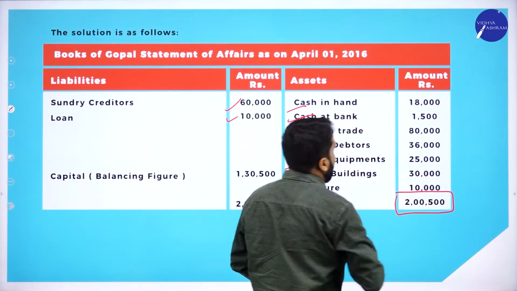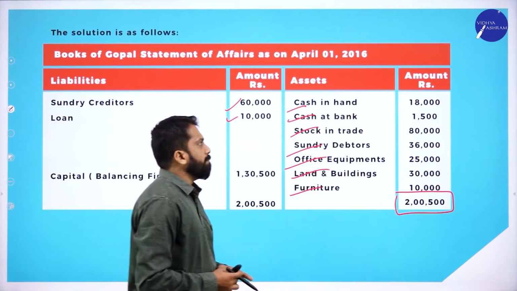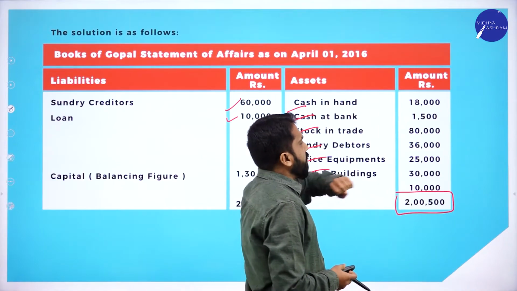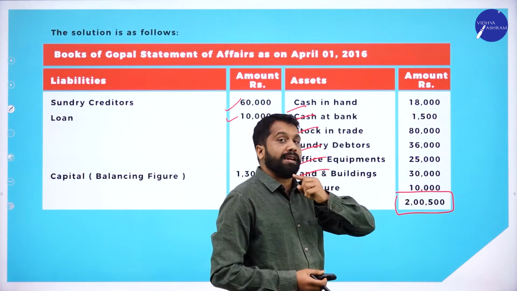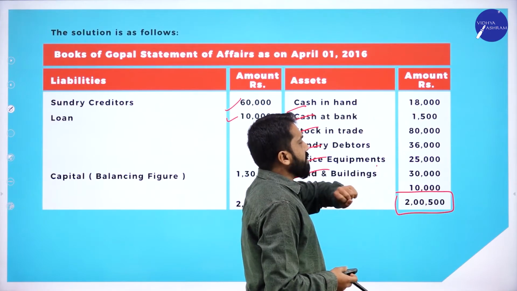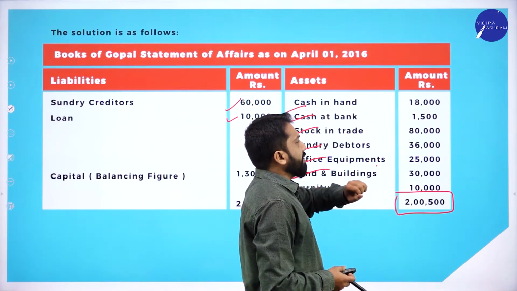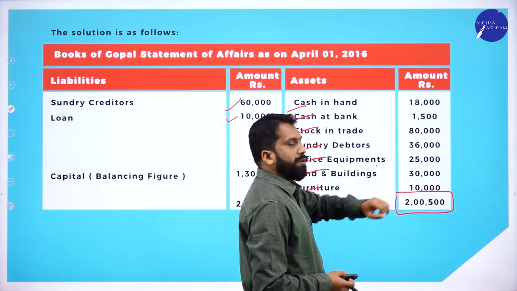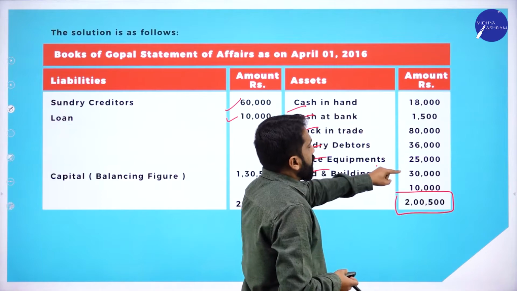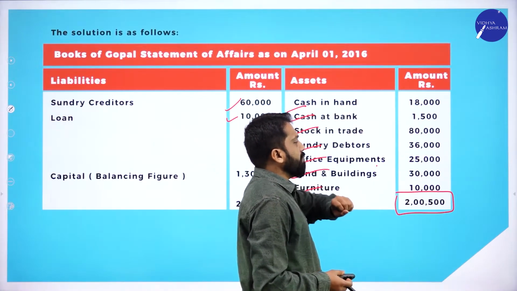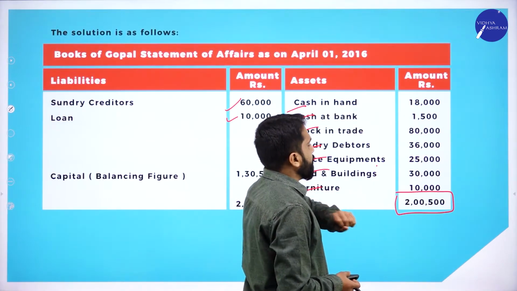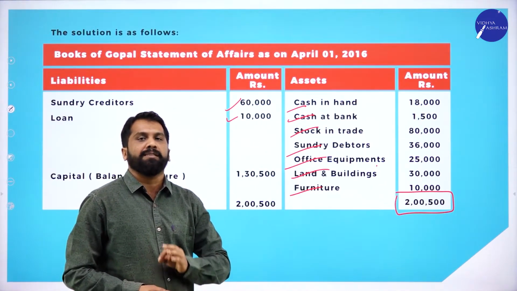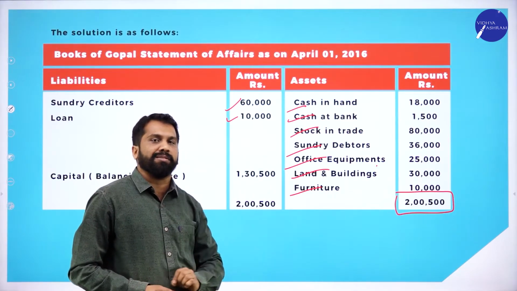Now, what is your asset total? You have 2,500,000. Now, 18,000 plus 1,500, 19,500, plus 80,000, 99,500, plus 36,000, it will be 1,35,500. 1,35,000 plus 25,000, it will be 1,60,000. 1,60,000 plus 30,500, it will be 1,90,500, plus 15,000, it will be 2,05,000. Hope you are clear with this concept.